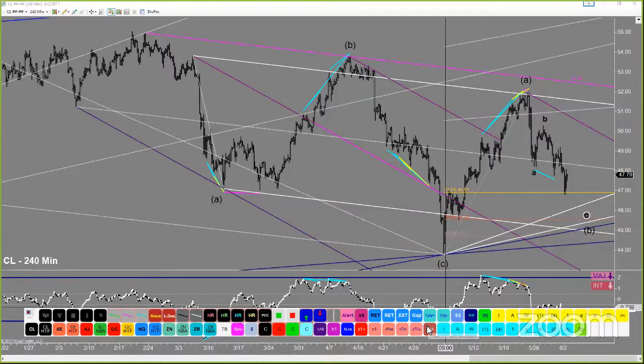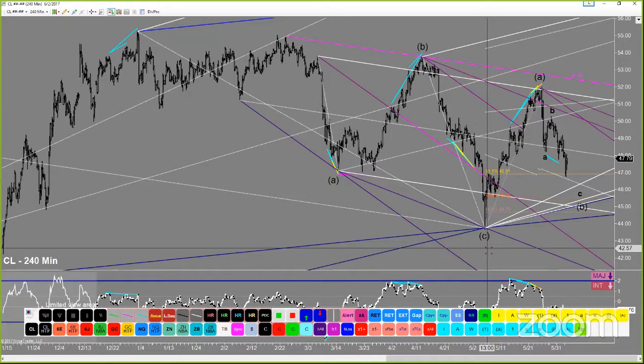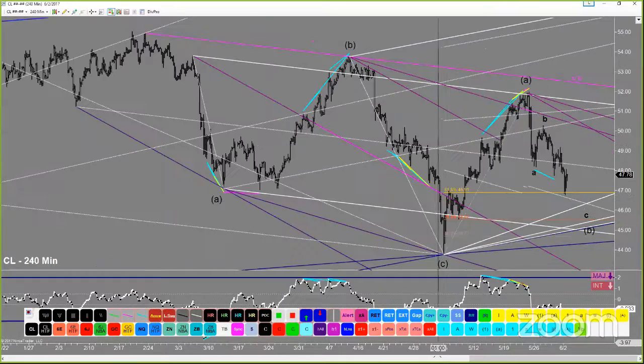Let's see. Yeah, we're actually taking that previous low to this intermediate low to the ultimate low. That gives us the exact same slope as the trend line, and that's coming in around 45.